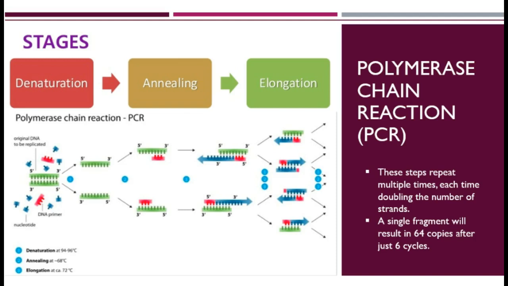So if we start with one double-stranded fragment, we can end up with multiple copies of that fragment in a very short period of time. 64 copies after just 6 cycles. So this allows us to replicate desired gene sequences in a very quick amount of time.